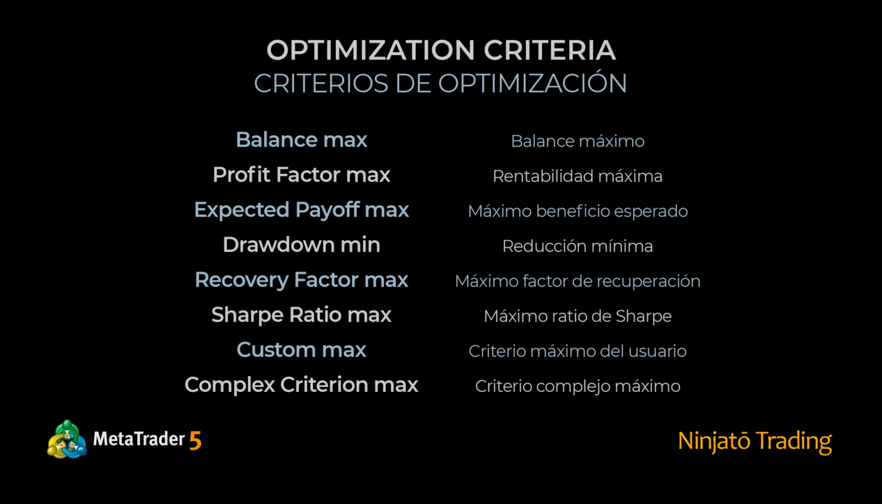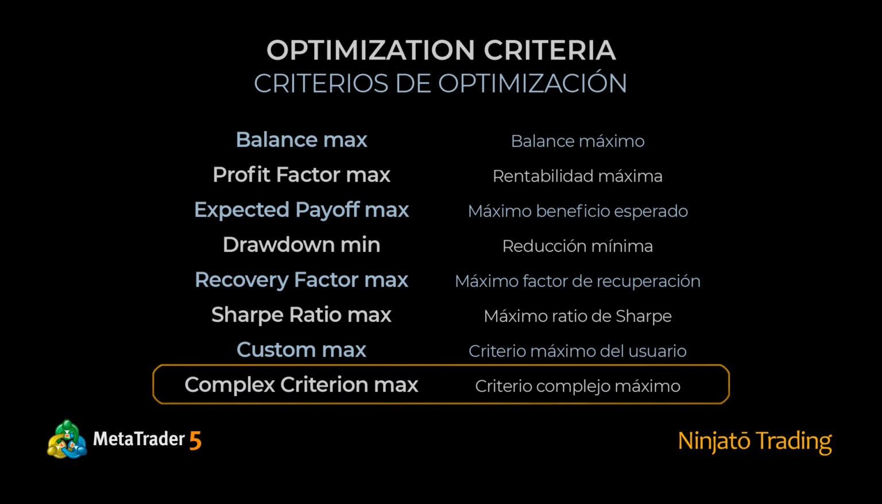There are 8 optimization criteria available. None of these alone is the best choice. A parameter combination with excellent results in the performance prioritized by each criterion doesn't necessarily mean the overall performance will be equally good. Except for the last one we'll discuss, which evaluates your trading system's performance across multiple aspects.